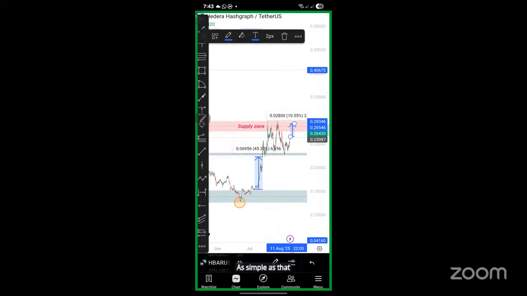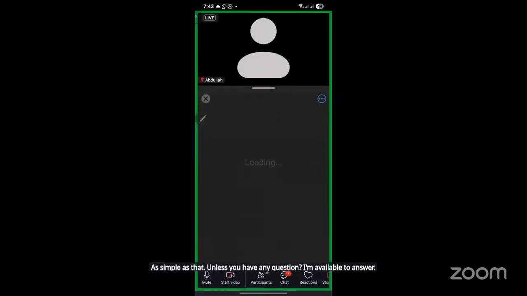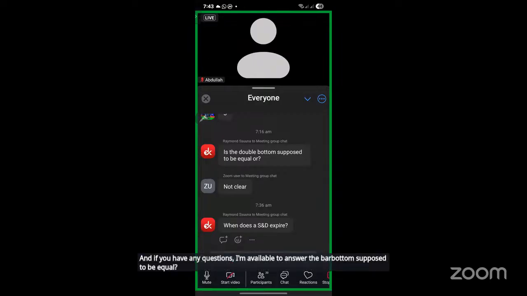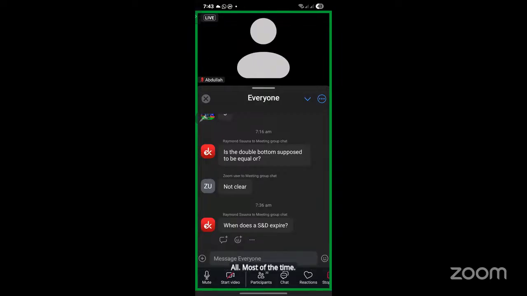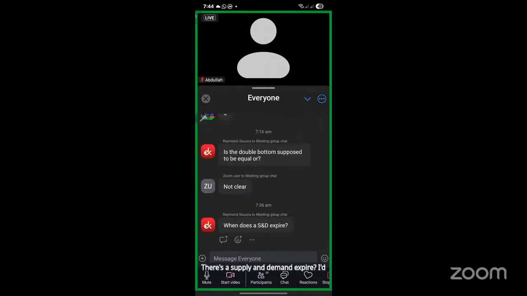Unless you have any question, I'm available to answer. Somebody is asking: is the double bottom supposed to be equal? And does the supply and demand expire?